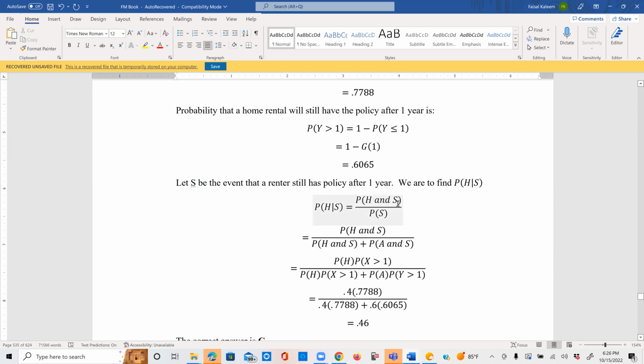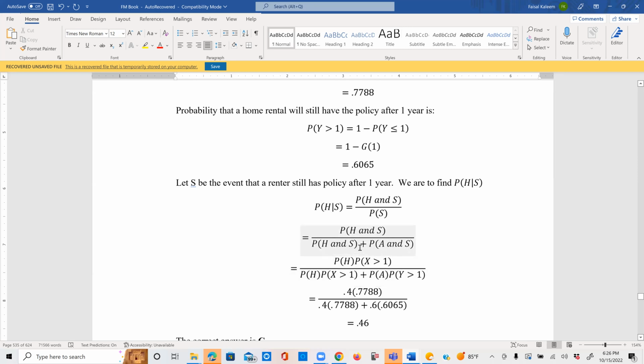So we are to find probability H given S, that by our basic formula would be probability H and S divided by probability S. So the probability of S, S is the event that you still have a policy after 1 year. So that would be equal to that you could be a home renter and you still have a policy after 1 year, or you could be an apartment renter and you still have a policy after 1 year. These are the only two possibilities, and these are mutually disjoint. So that's why the addition rule just gives us a straight addition.